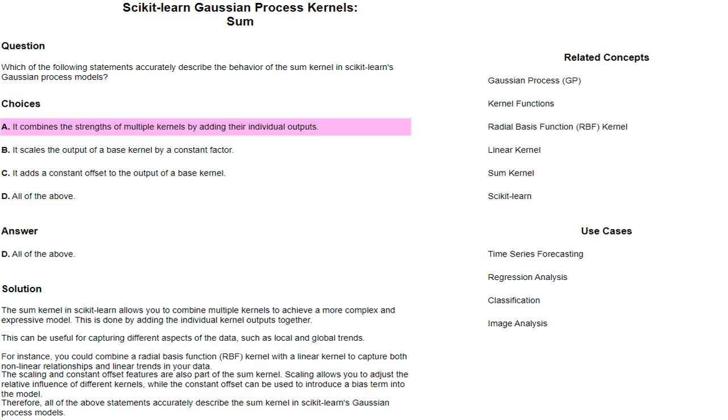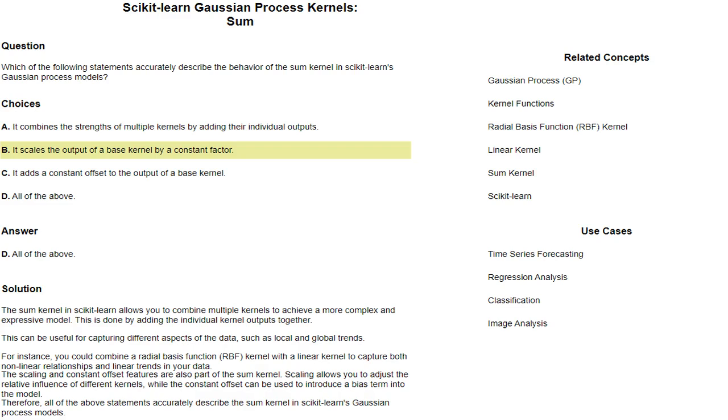A. It combines the strengths of multiple kernels by adding their individual outputs. This statement is correct. The sum kernel combines the outputs of multiple kernels by adding them together. This allows for the creation of more complex models that can capture different aspects of the data. True.